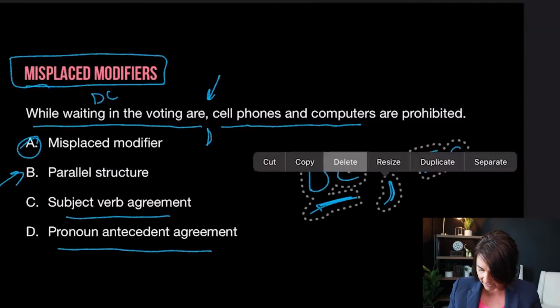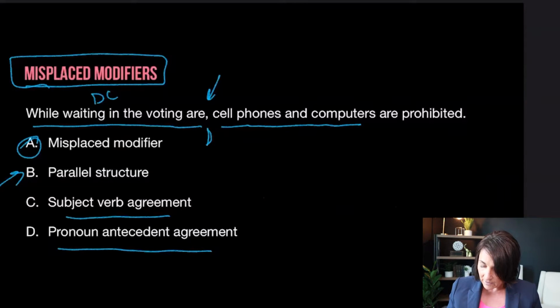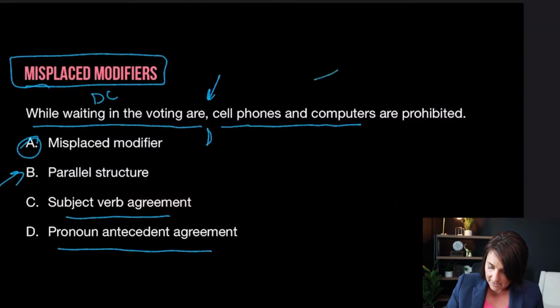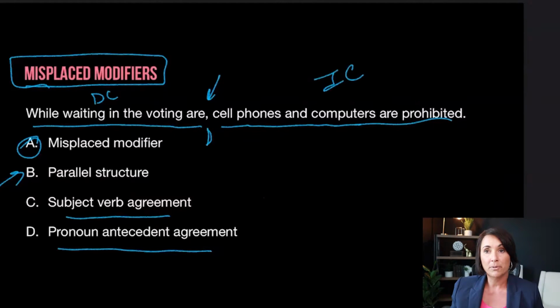So in this case, we have a dependent clause here, and then we have cell phones and computers are prohibited. In this case, this is the independent clause. Cell phones and computers are prohibited. I could capitalize that C, put a P at the end of prohibited, and it could stand on its own as an independent clause. So I'm separating 2 clauses, dependent, independent, correctly with the comma. So we're good there. The problem lies here.